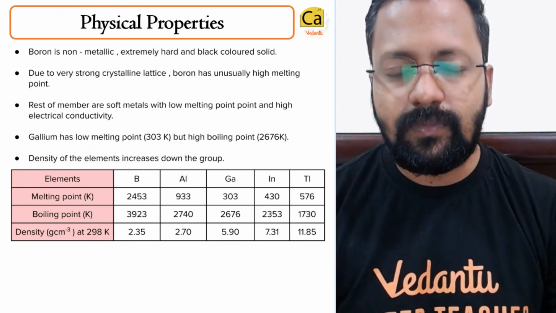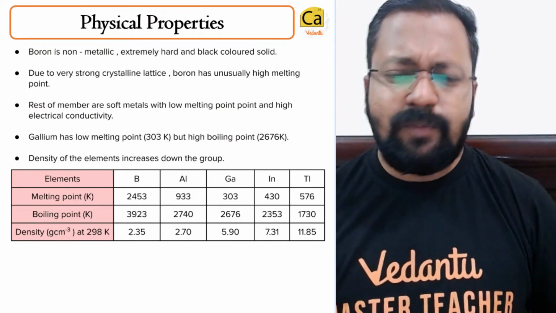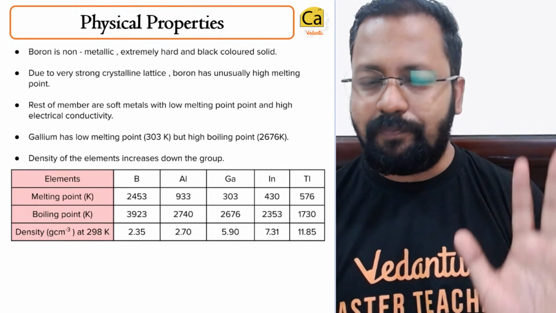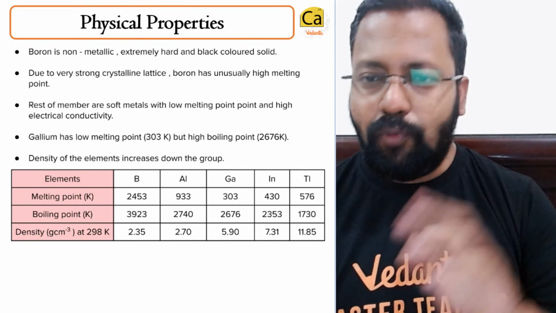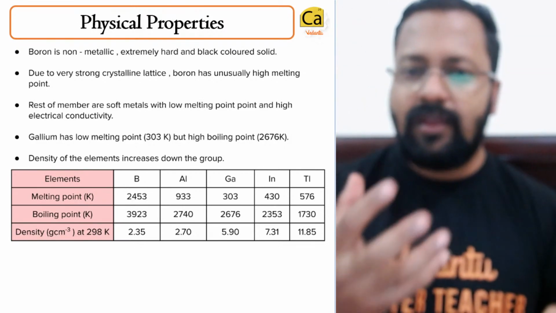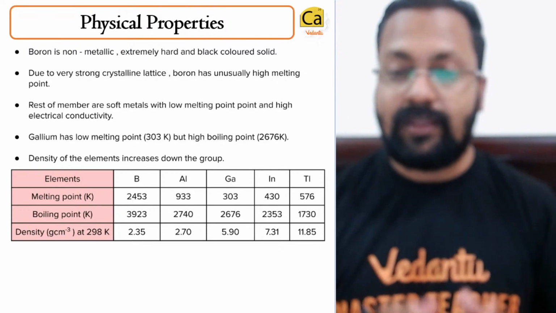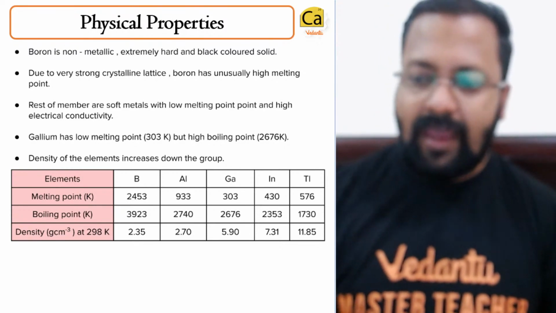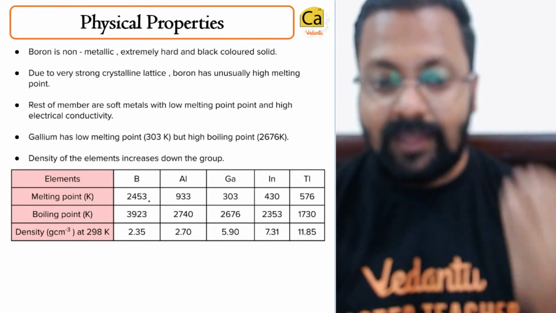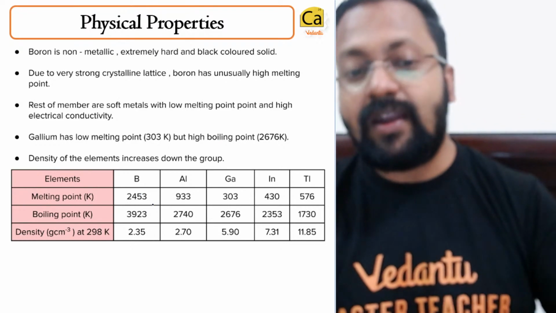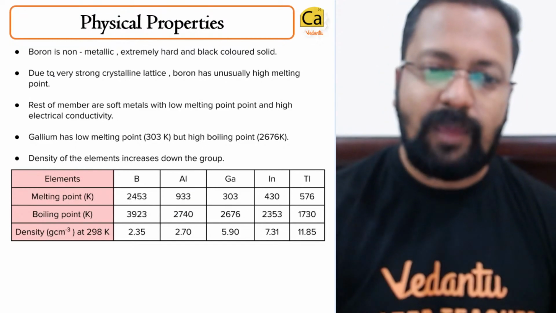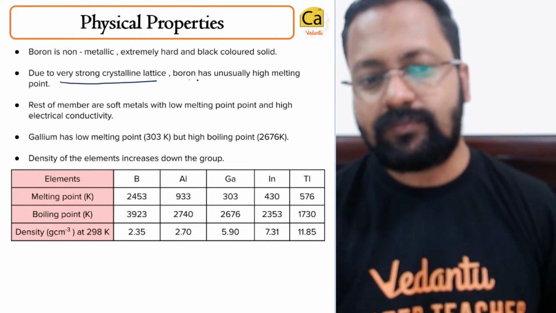Okay. Now let's analyze the physical properties. The physical properties are very, very simple to understand. So boron is non-metallic, extremely hard. Many compounds of boron are used as abrasives. Abrasive means they are very, very hard. Boron is very stable. Boron has high melting point and high boiling point. In fact, it has the highest melting point and highest boiling point because of a very, very strong lattice.